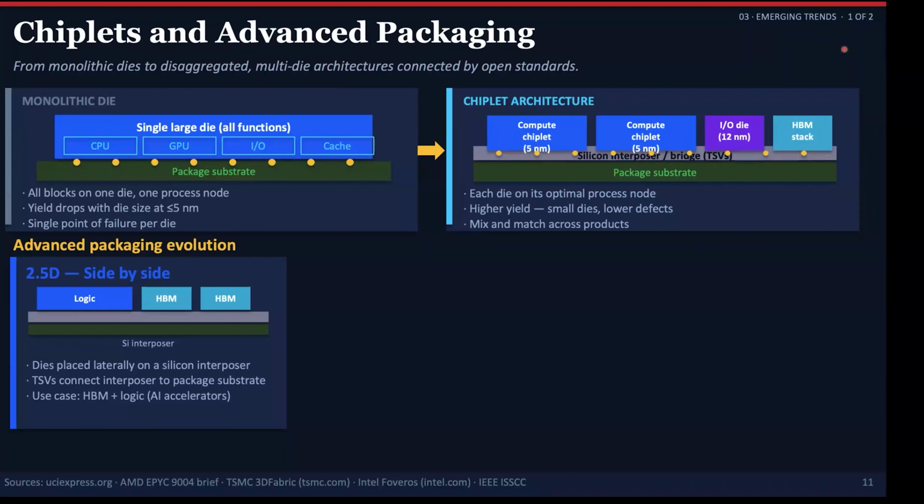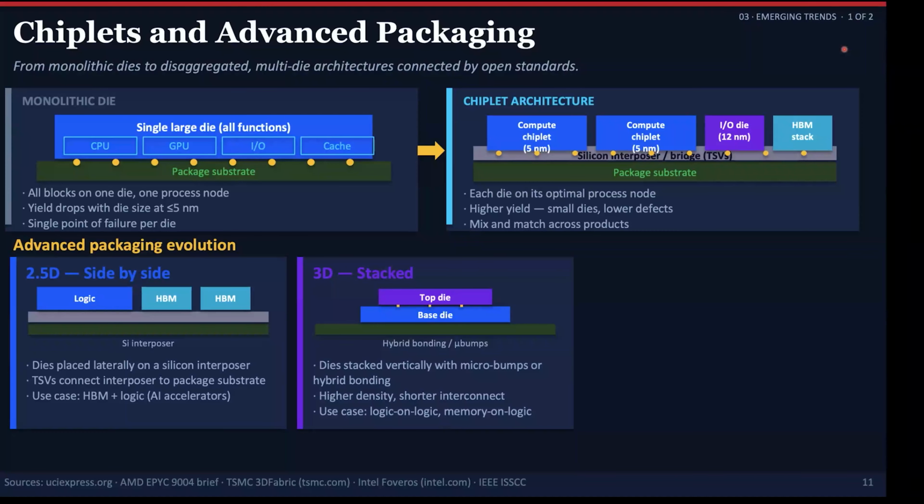And now we have 3D packaging. This means dies are stacked vertically on top of each other instead of sitting side by side. And that shortens the interconnections, improves the bandwidth, and increases the integration density. This is especially valuable when both performance and energy efficiency matter. But the downside of this architecture is that thermal management becomes more difficult. So managing heat could be a bit more difficult.